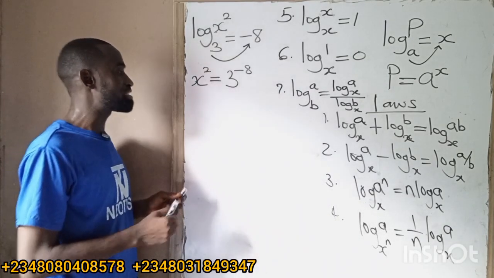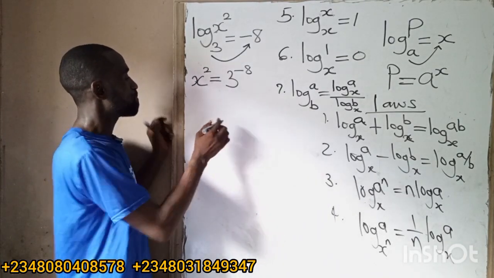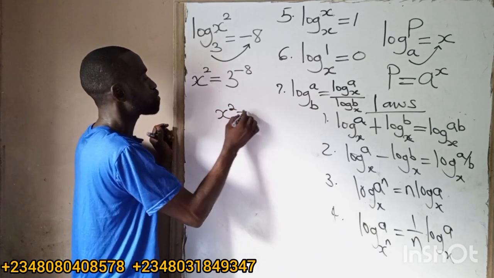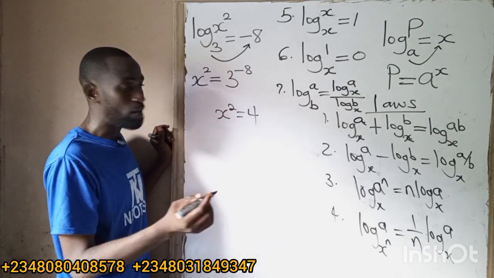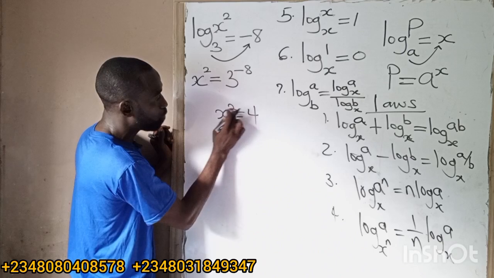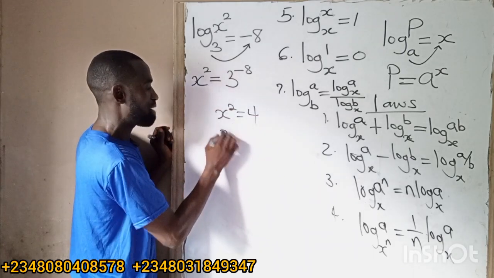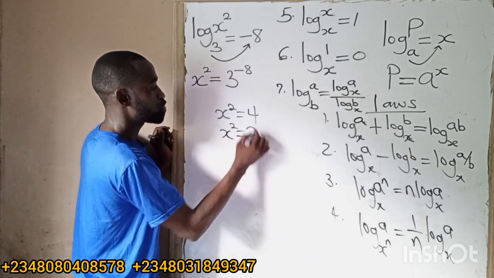So what's the next thing under indices? Recall that whenever we have something like this, x raised to power 2 is equal to 4, what's the next thing that we'll do? We'll make sure that they have the same power. We're now having x squared equal to 2 raised to power 2.